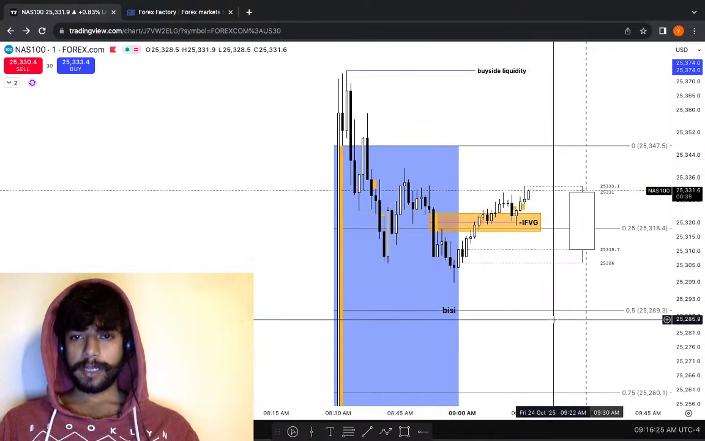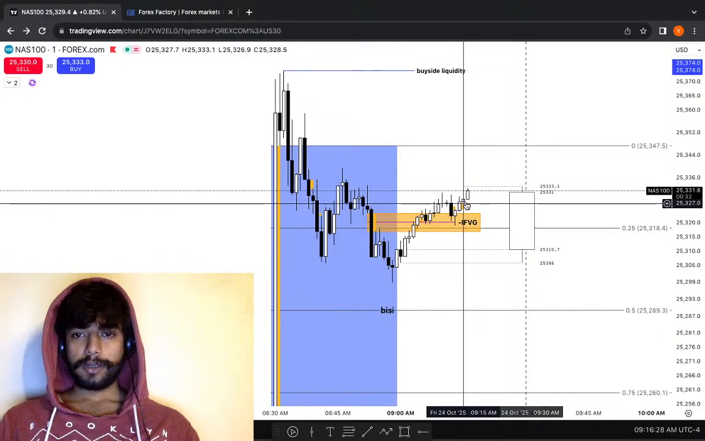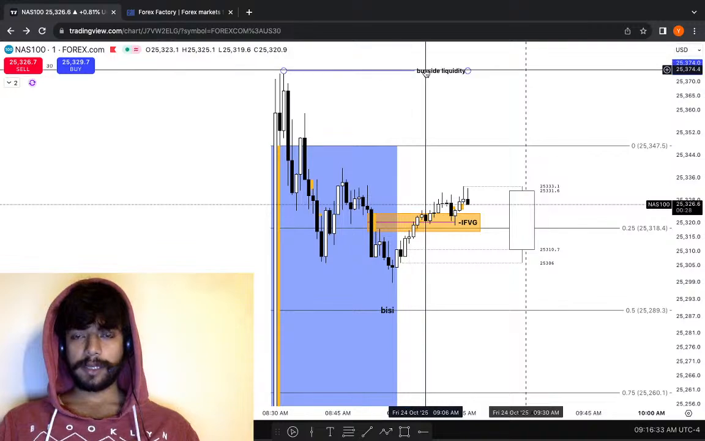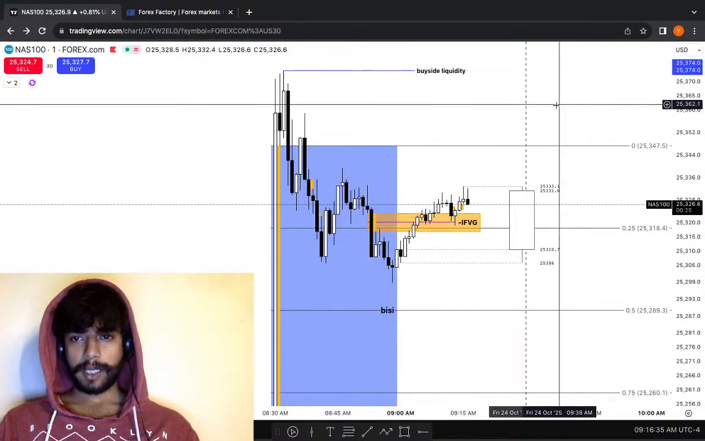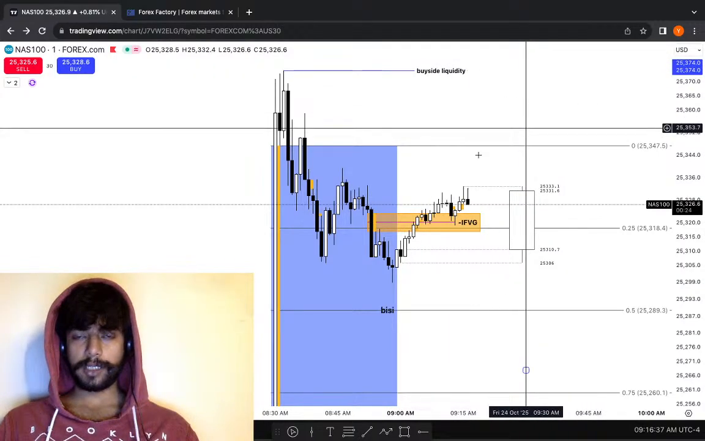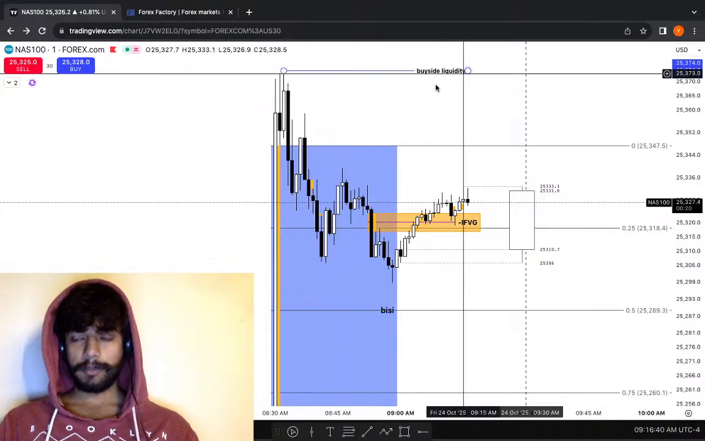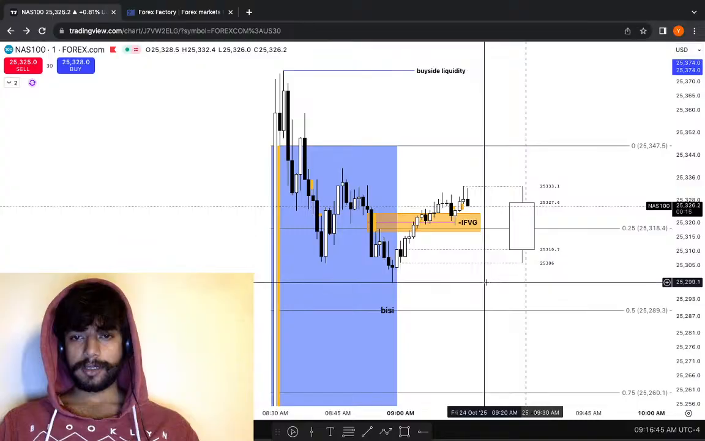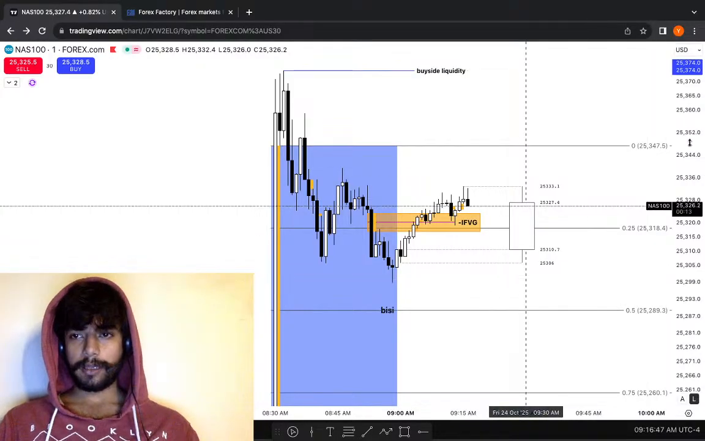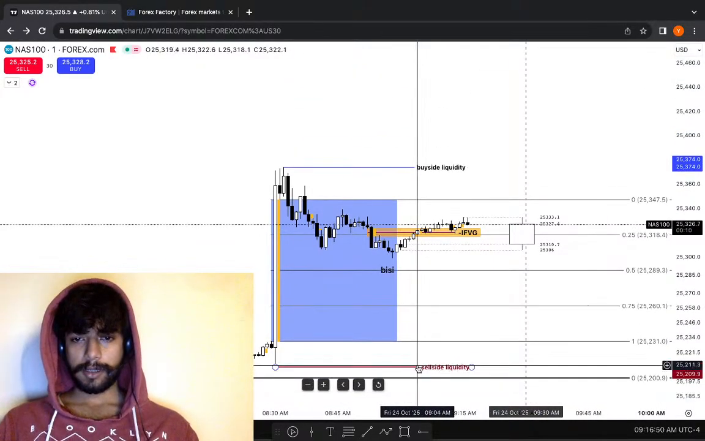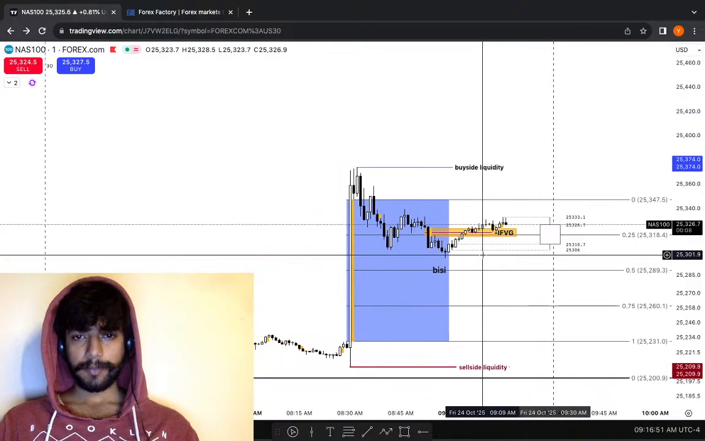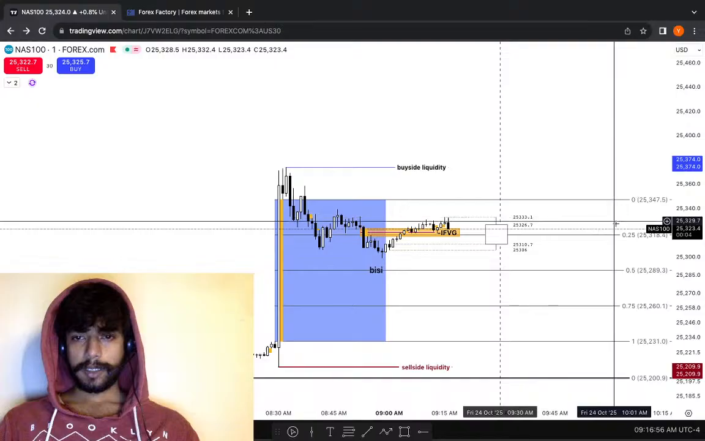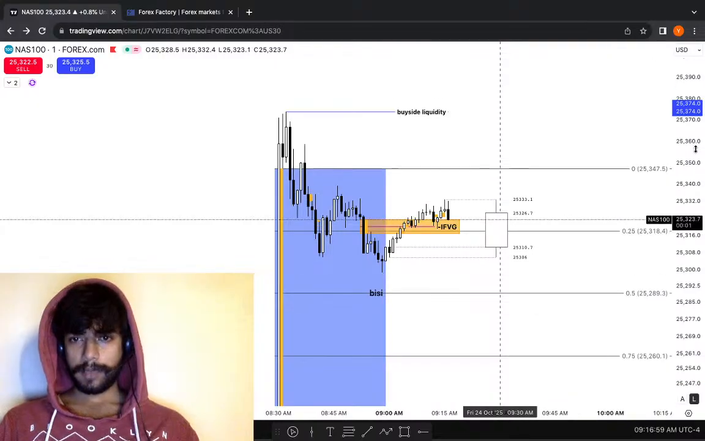For me, the best scenario would be it should bump a little more higher, take out some sort of buy side at 9:30, and then start to roll over, taking out this sell side, and then eventually this. But let's see how it is going to perform at 9:30.